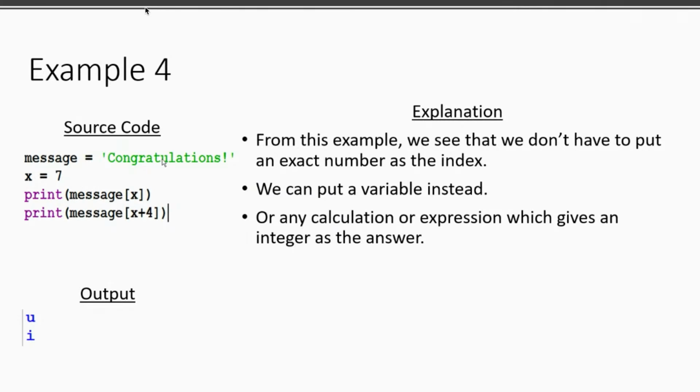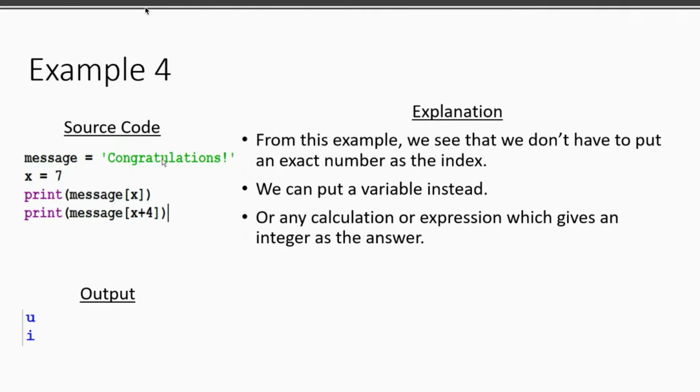Okay, so now I said print message[x plus 4]. Going from 7, and then it goes to the 4 after. Yeah, going to get I. 7 plus 4 is I. 7 plus 4 is not I, but you have 4 characters in.